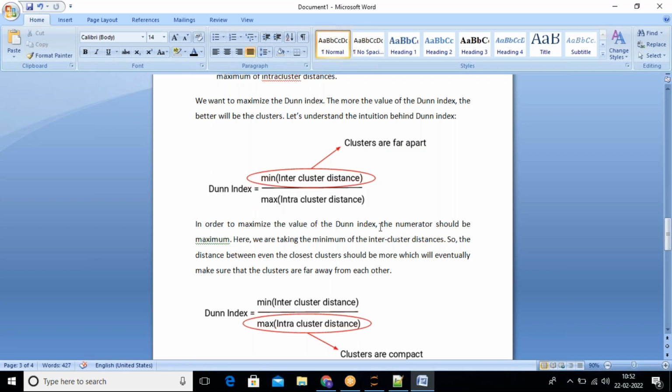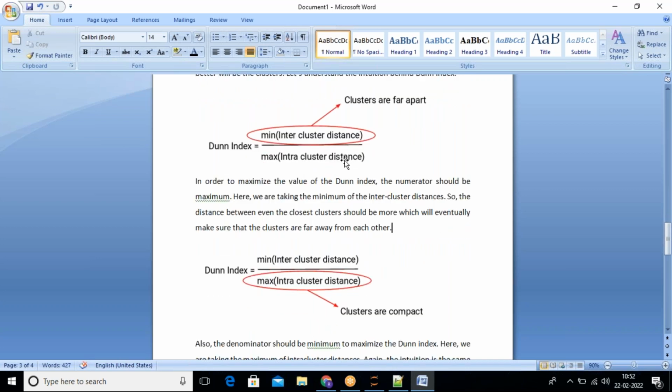In order to maximize the value of the Dunn index, the numerator should be maximum. Here we are taking the minimum of inter-cluster distance. So the distance between even the closest cluster should be more, which will eventually make sure that the clusters are far away from each other. Because if the denominator is more, then we will get lower number, na? And if the numerator is more than denominator, we will get a higher number. Yes or no? So this is what basically Dunn index is actually telling.